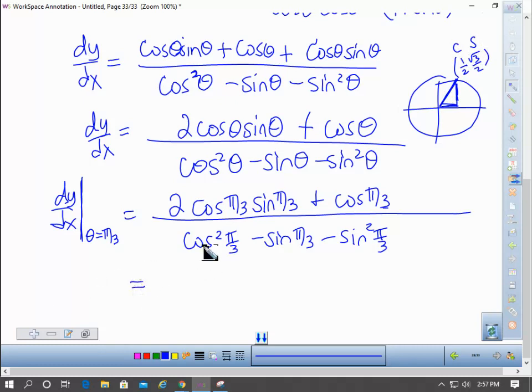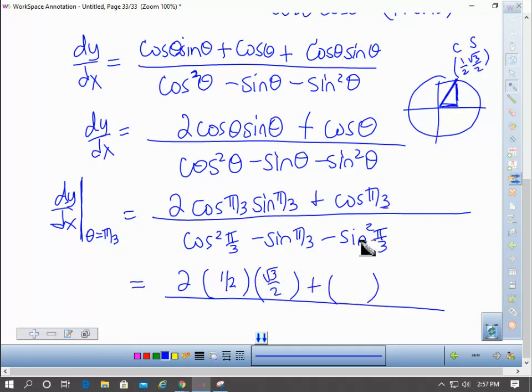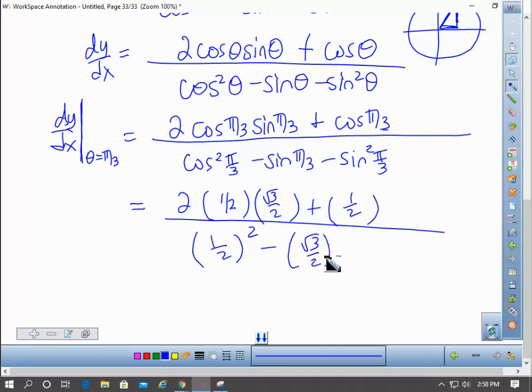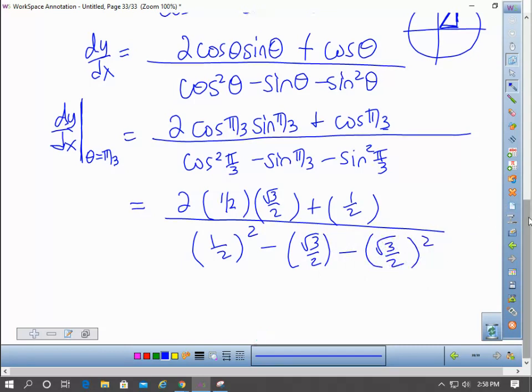So now this means my answer is going to be 2 times the cosine, which is 1/2, times the sine, which is radical 3 over 2, plus the cosine again, which is 1/2. Then I need the cosine squared, so the cosine's 1/2, minus the sine squared, and the sine is radical 3 over 2. All right, so now we're just simplifying this and seeing what we get.